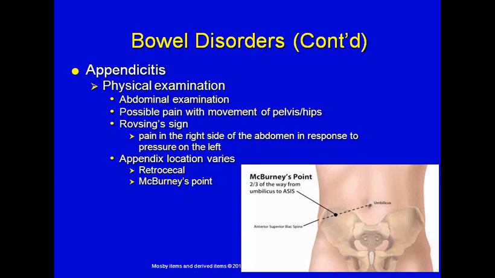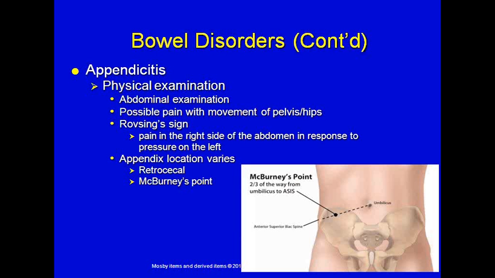On physical exam, it's not likely they're going to have a normal abdominal exam, but you want to do an exam of the abdomen to determine where the pain is located. And if they've got pain with movement of the pelvis or hips, that may be a good sign it's the appendix. Rovsing's sign is pain in the right side of the abdomen in response to pressure on the left. That's a classic sign seen with appendicitis.